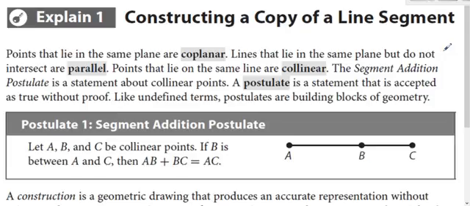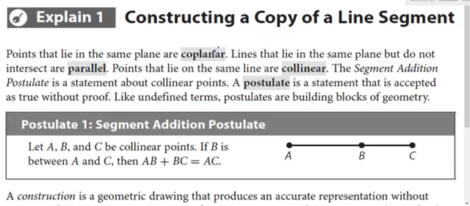So to construct a copy of a line segment, the main thing it needs to have is the same length. That's the main thing that we're looking for. So the first thing is, we'll go through a couple vocab terms.